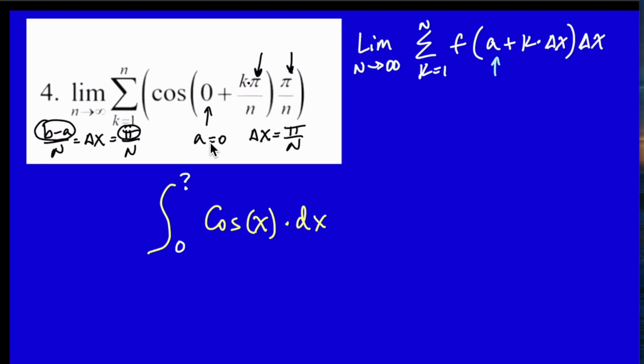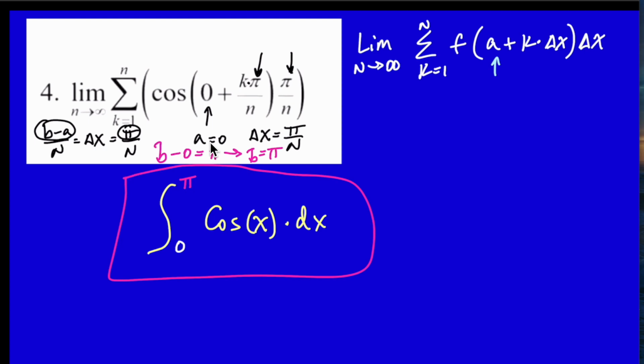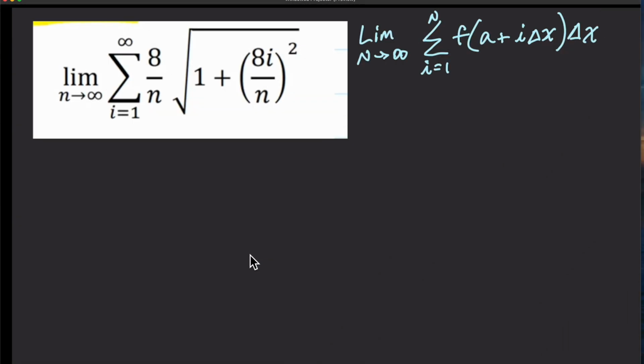So here in pink, we're going to have b minus 0 equals pi. Therefore, b must equal pi. So we're going to replace this question mark with pi, and this is the definite integral that's going to match that Riemann sum.